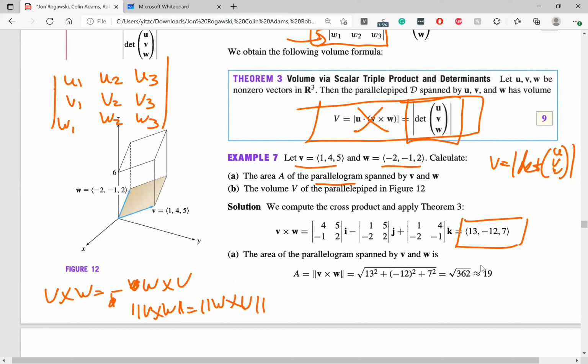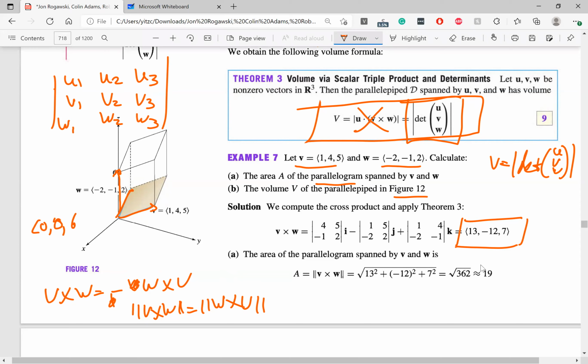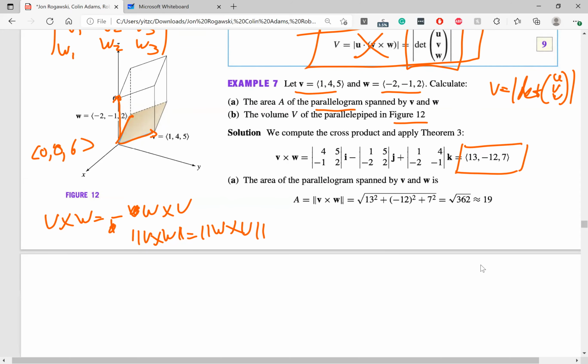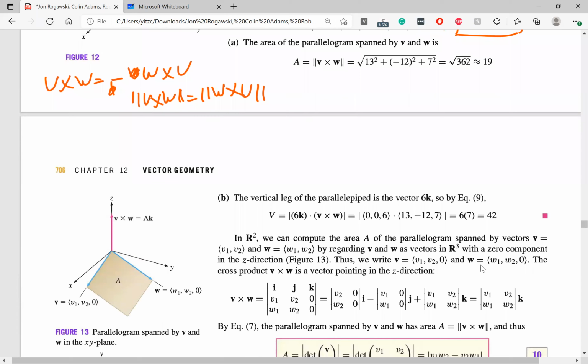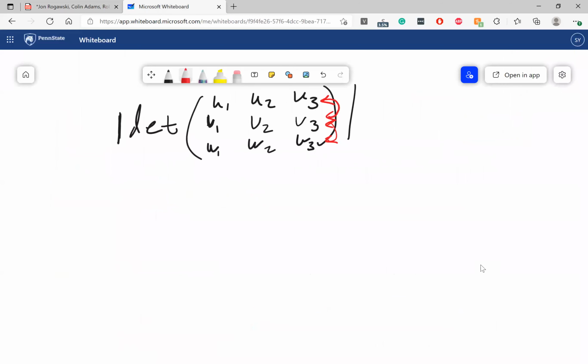Okay, so the second part of this question asks us to find the volume of the parallelepiped in figure 12. So that has these two vectors. And then the third vector is this vector 0, 0, 6. So my guess is they're using the triple scalar product right over here. But because I don't want to talk about what that is, I'm just going to take the determinant of this whole thing.